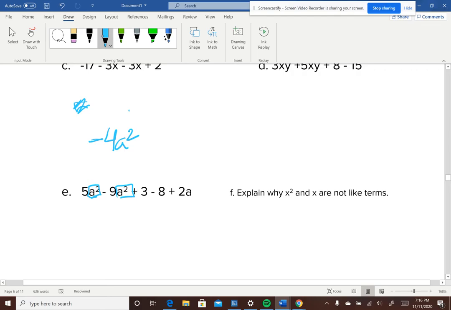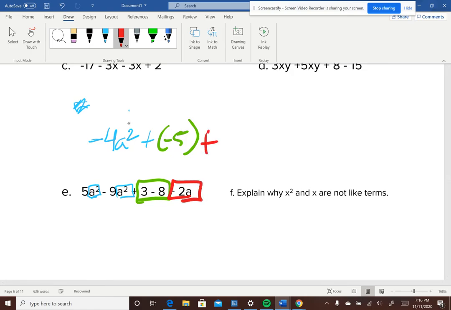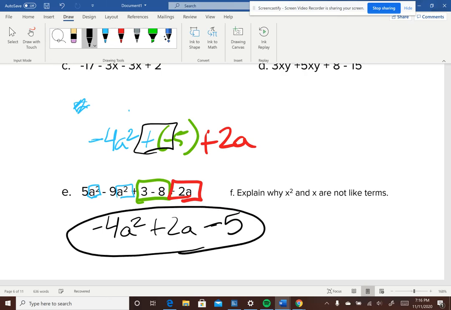Negative 4a squared plus, and then here we have 3 minus 8, and that's just going to be regular 3 minus 8, which is negative 5. And then we have plus 2a. That's off on its own little island. And if we wanted to simplify this even more, we could simply write this in order of our coefficients, meaning we could write it as negative 4a squared plus 2a, and then we could change this plus negative to simply minus 5. And this would be the simplest way we could write this.